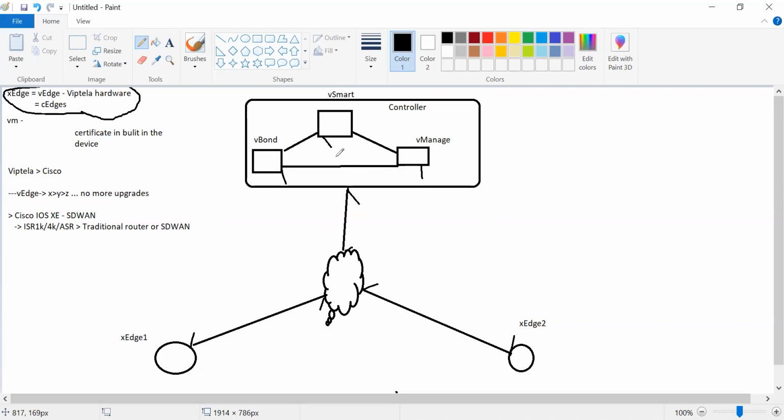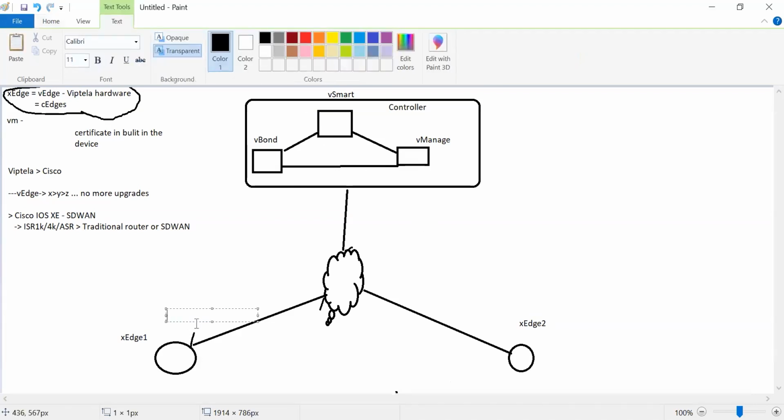So by default, before onboarding into SD-WAN, the prerequisite is that all these devices should be able to ping each other. Assuming they can ping each other as part of the initial configuration, or through zero touch provisioning, which we will talk about as well, this access device at minimum must know the vBond IP address.